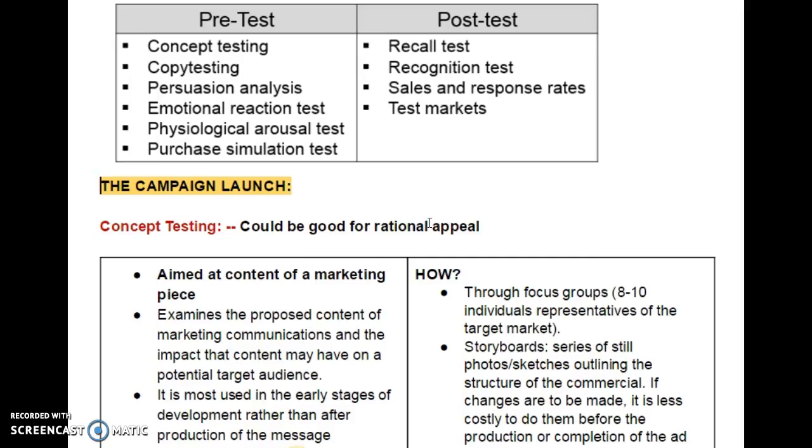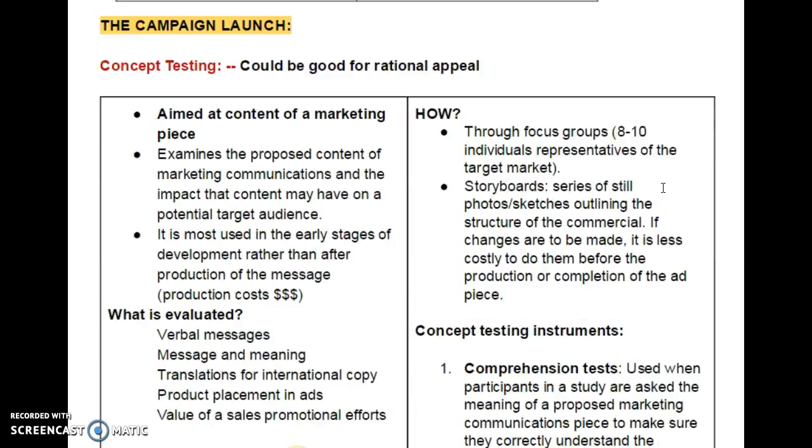Let's begin with concept testing in the pre-test. Concept testing could be good for rational appeal. It is aimed at the content of a marketing piece. It examines the proposed content of marketing communications and the impact that content may have on a potential target audience. It is most used in the early stages of development rather than after production of the message. Production costs.